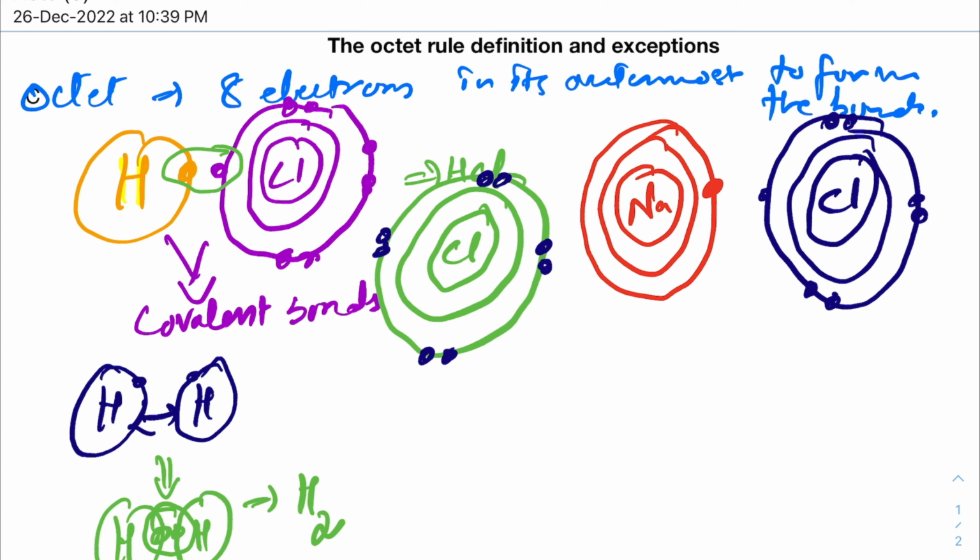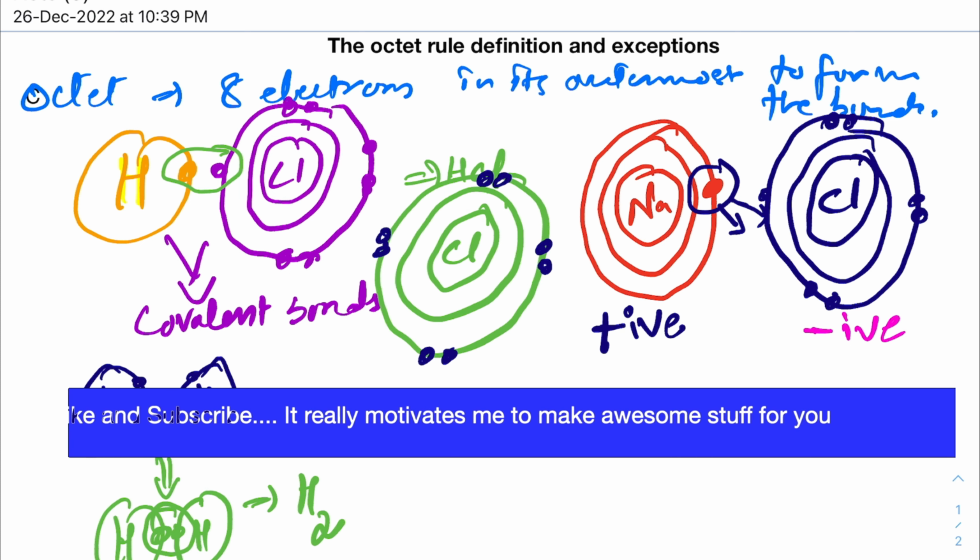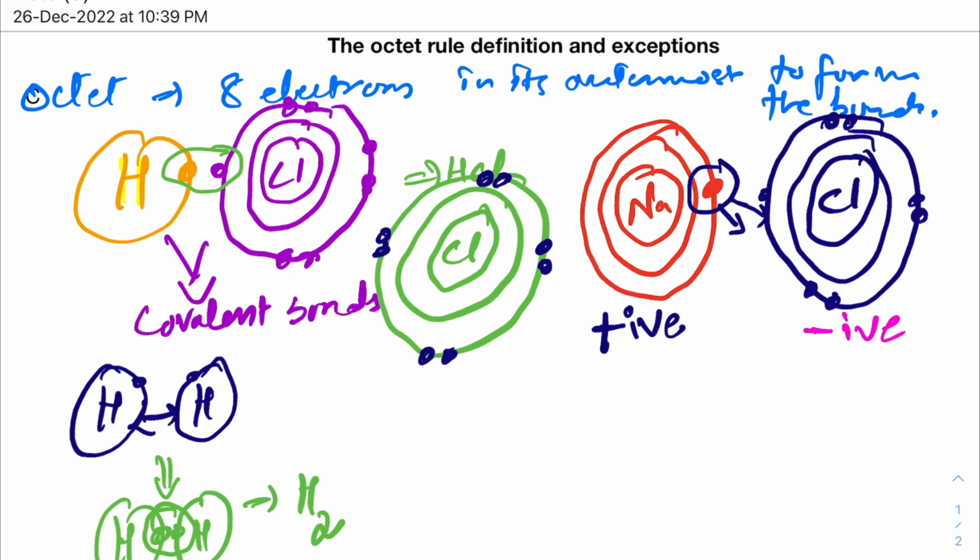So sodium loses its 1 electron, and it gives that electron completely to chlorine. By losing its electron, sodium gets a positive charge, while chlorine, after accepting this electron, gets a negative charge. The negative attracts the positive, and that's how they form the ionic bond. And that's how elements form bonds with each other.